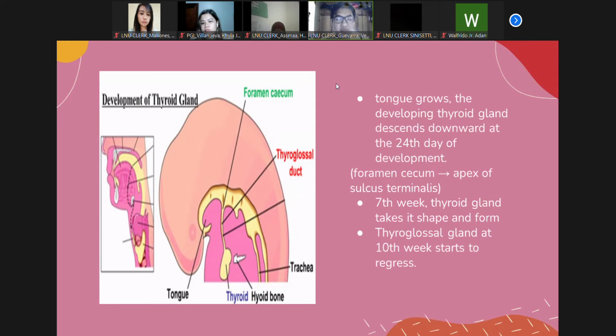But if this fails to regress, the thyroglossal duct can give rise to a thyroglossal cyst, which, if left untreated, can become infected and form a cutaneous fistula discharging out onto the skin of the anterior neck. Next slide po.